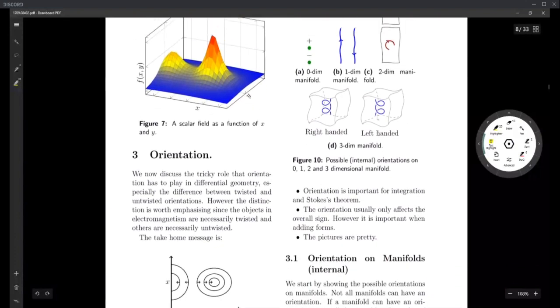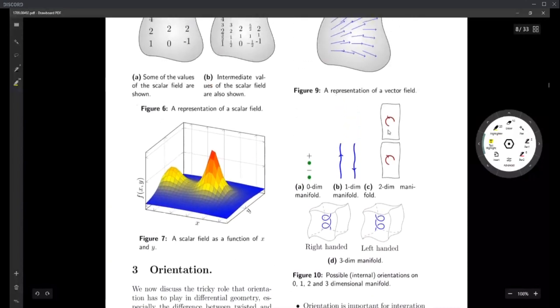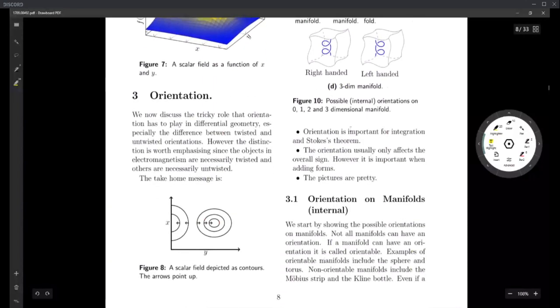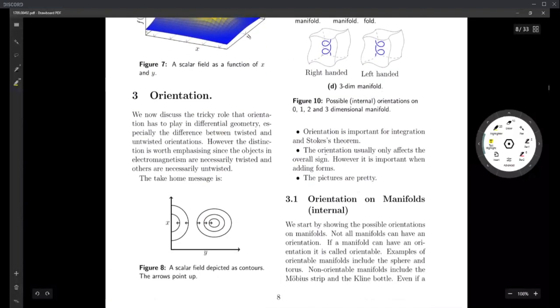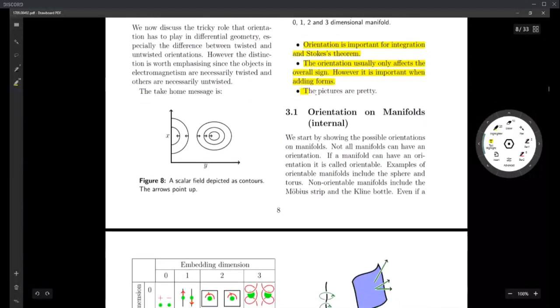Okay. So right here, in this diagram, you have multiple ways of representing orientations, which I'll get to in a while. The use of orientation is important for integration in Stokes' theorem, and orientation only affects the overall sign. But when you're adding forms, you need orientation to get stuff together. We'll see how we add forms, or rather concatenate them. The pictures are pretty, of course.